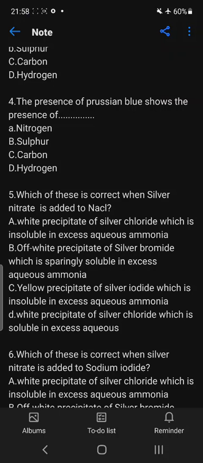Number 5: which of these is correct when silver nitrate is added to sodium chloride? D is the answer. The white precipitate, which is soluble in excess aqueous solution. So when silver nitrate is added to sodium chloride, there is formation of silver chloride, and of course it is a white precipitate and it is soluble in excess aqueous solution. Please take note of that.